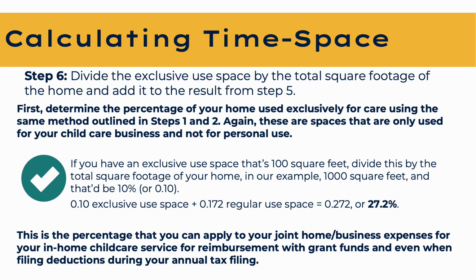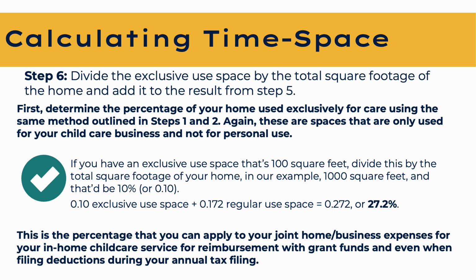Step 6. Divide the exclusively used space by the total square footage of the home and add it to the result from step 5. First, determine the percentage of your home used exclusively for your childcare program using the method outlined in steps 1 and 2. Again, these are spaces only used for your childcare business and not for personal use. For example, if you have an exclusive use space that is 100 square feet in addition to your regularly used space in your 1,000 square foot home, then divide 100 by the total square footage of your home. That is 10% or 0.10.